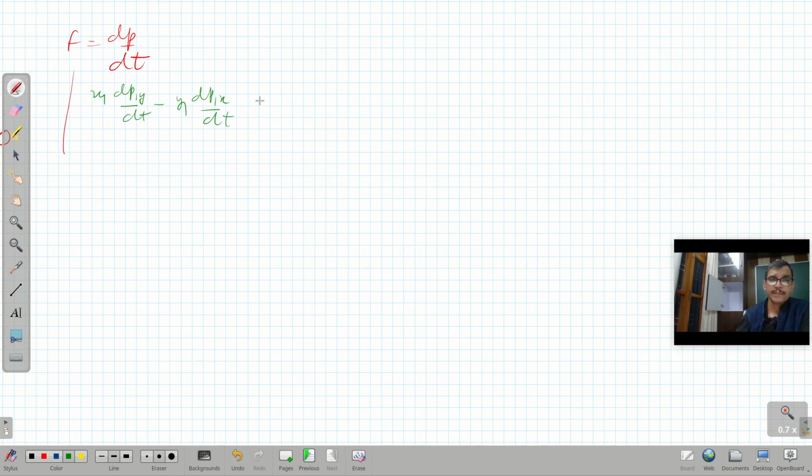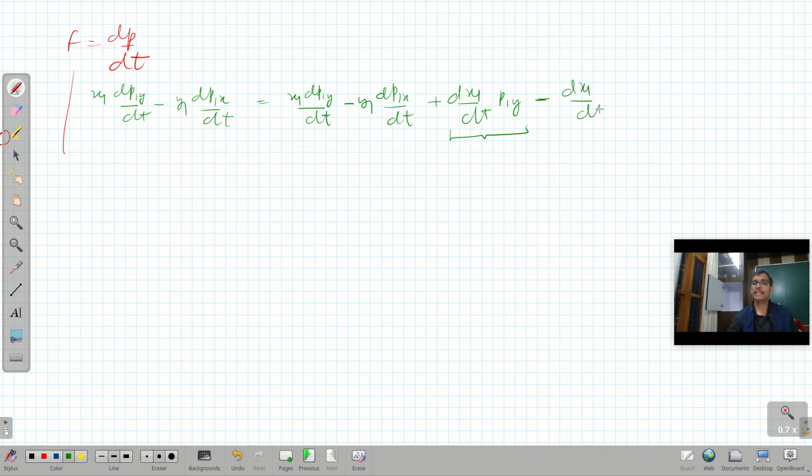And let us do one thing. Let us take its derivative. So this can be written as, say, x1 dp1y over dt minus y1 dp1x over dt. Let us take its derivative. So its derivative can be written as dx1 over dt, and let us put this term as it is. So p1y. If I am adding this term, so let us subtract this term again. That means equality does not disturb. It is p1y.